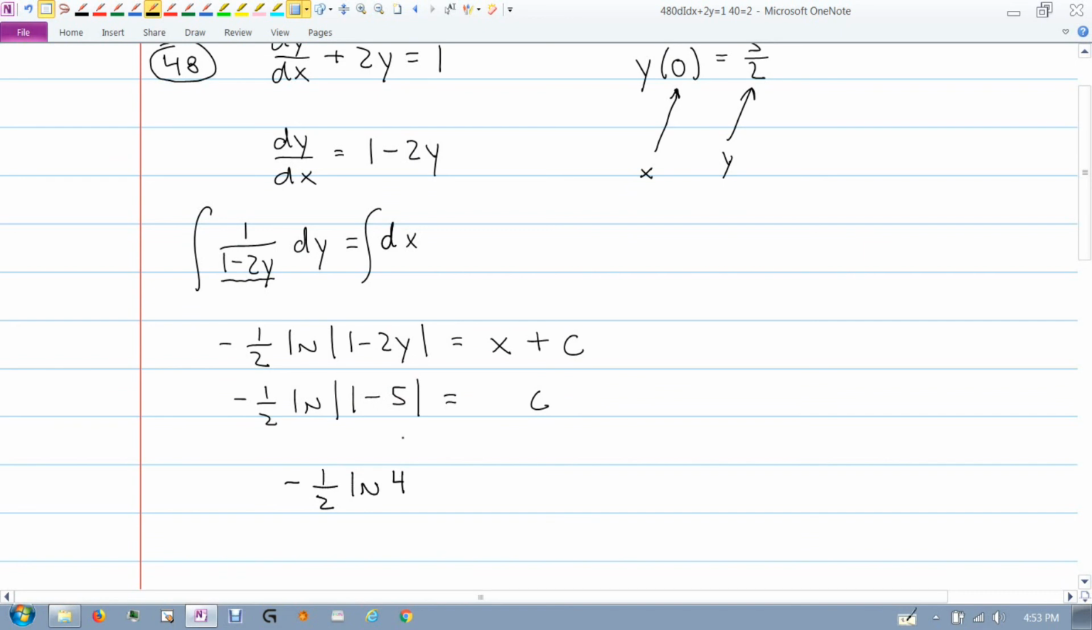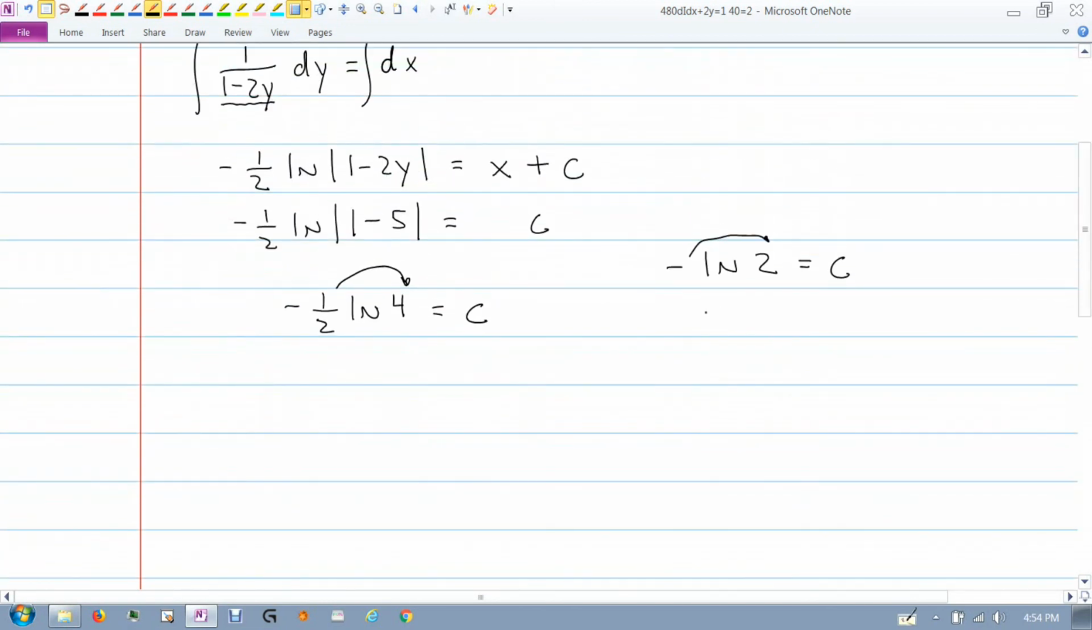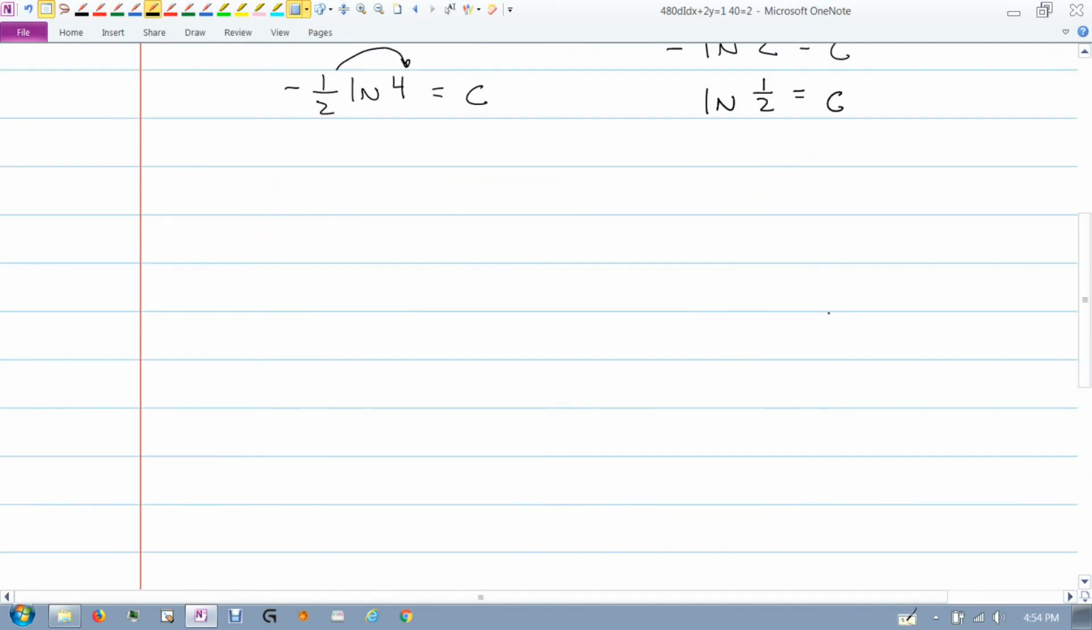And what else can I do here? Equals c. I could bring this 1/2 power up and leave the negative out front, so I get negative, and then natural log of 4 to the half is the same as square root of 4, which is 2. And if you want even now, you can bring this negative 1 up here as an exponent. That would turn that into a 2 to the negative 1, which would be 1/2. So natural log of 1/2 would be c. Okay. All right. That's it for 48.